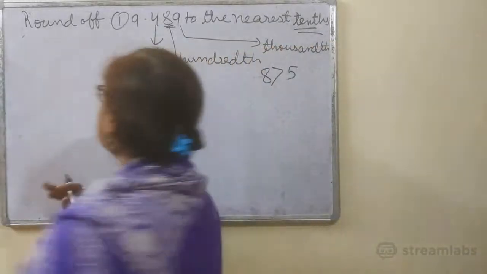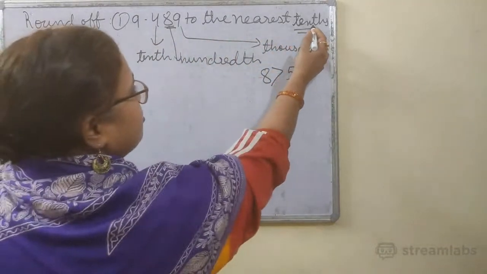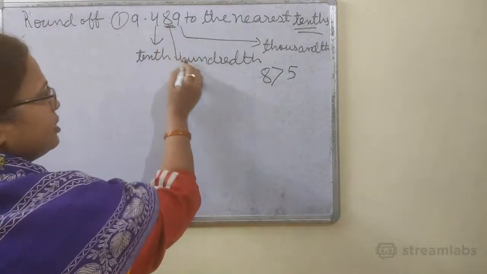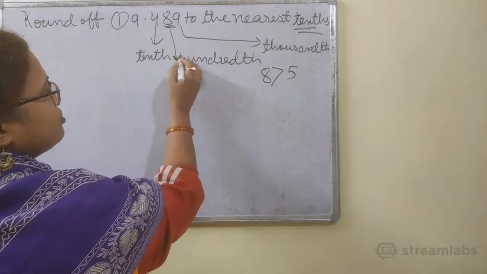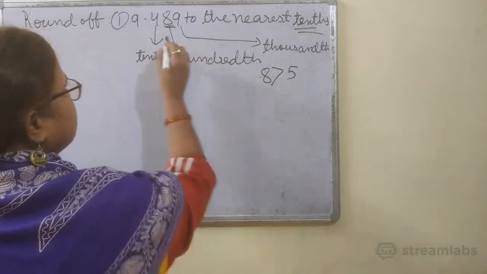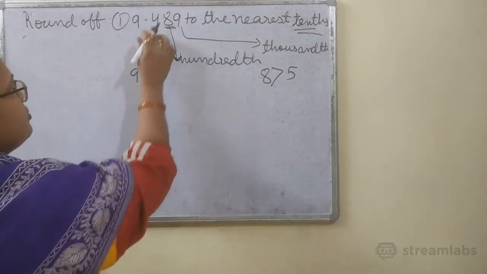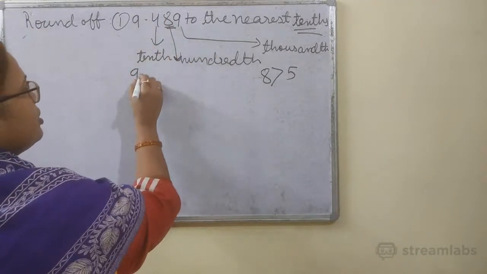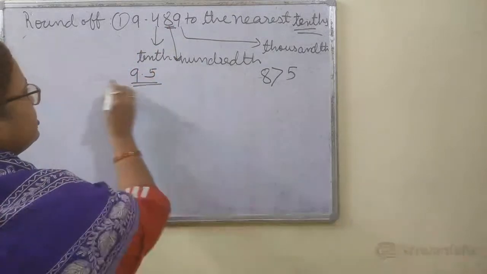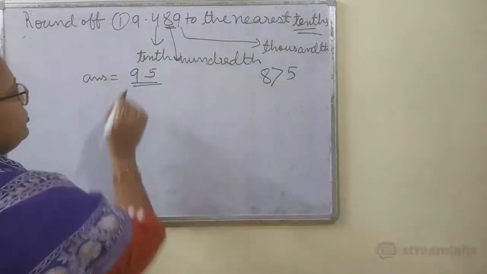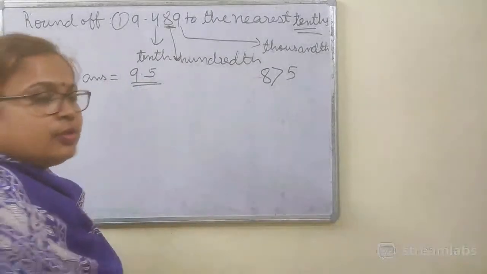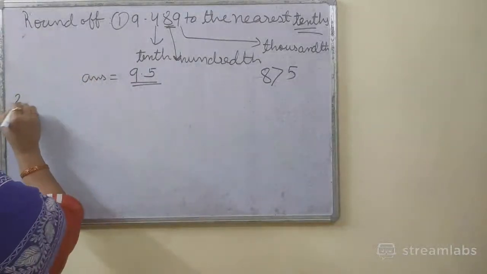Okay. So here it is asked about the tenths. So we will see the hundredths, and the hundredths digit is more than 5. Means this 4 will become 5. And this will be the answer, 9.5. Okay. Now let's solve one more example.